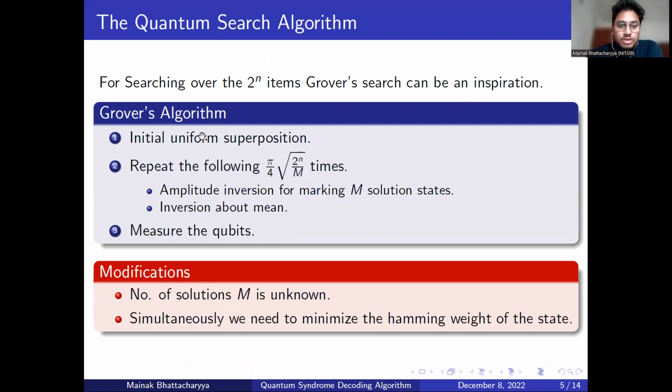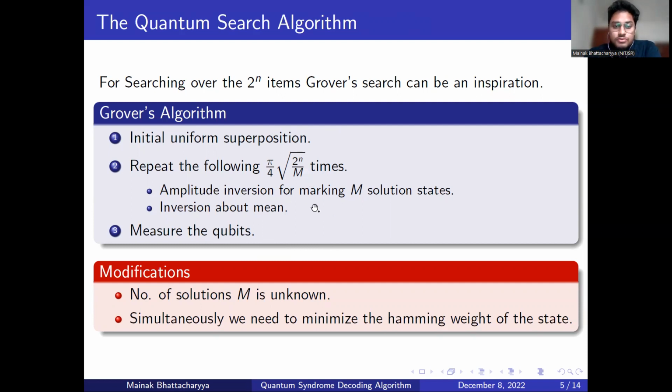Grover's algorithm can be expressed simply in this manner: we start with the uniform superposition of all the elements represented in the database of searching. Then we apply the Grover operator for the optimal number of iterations, and then we measure the qubits, and after that we'll get one of the solution states with higher probability. In this case, the optimal number of iterations depends on M, the number of solutions that exist.